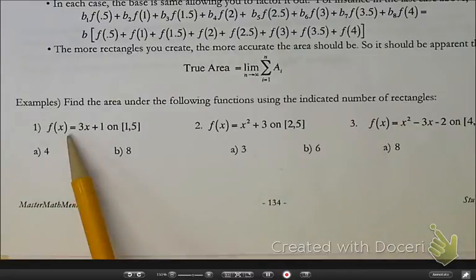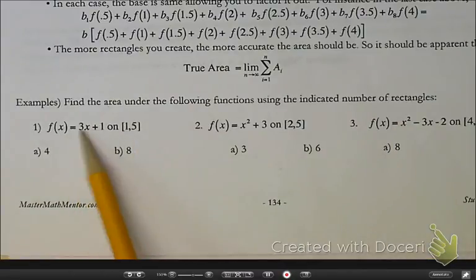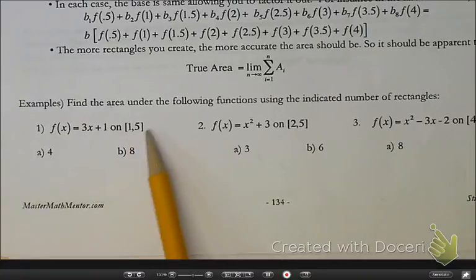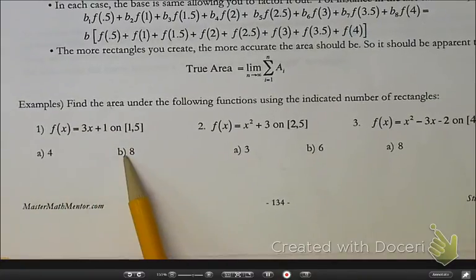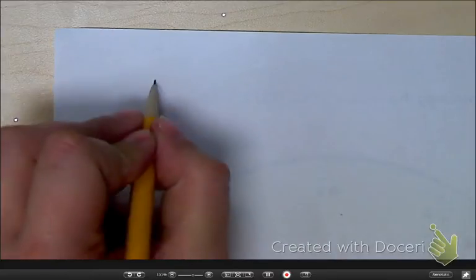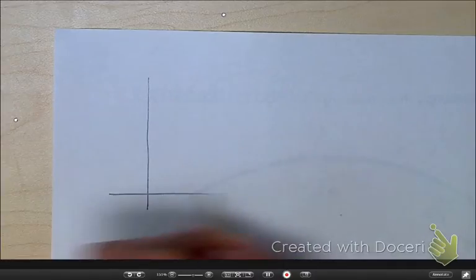So I will show you how to find the area under the function 3x plus 1 on the interval from 1 to 5 with 4 rectangles, and then again with 8 rectangles. The first thing I want to look at is a rough sketch of the actual graph of 3x plus 1. So if we graph it, very, very rough sketch.